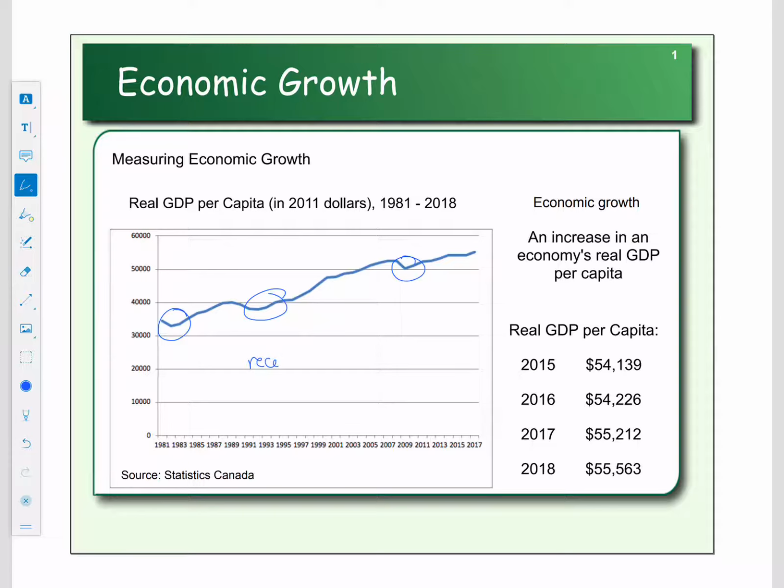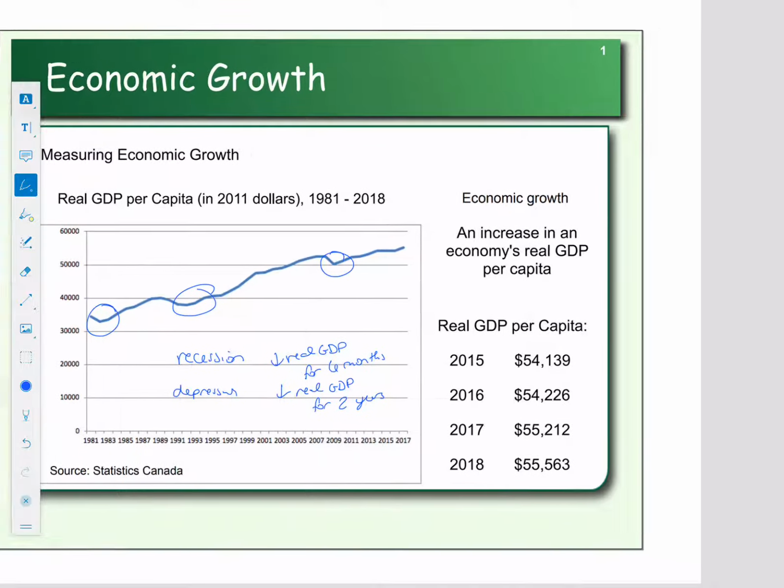So by definition, we are in a recession if we have decreasing real GDP for 6 months, 2 quarters. You're in a depression if you have decreasing real GDP for 2 years. So what we see here in 2008, that was a recession, and we had a recession as well in the 80s and early 90s. So we want to know if our economy is growing or shrinking. Are we in a recession? Are we in a depression? Or are we producing more goods and services per person?